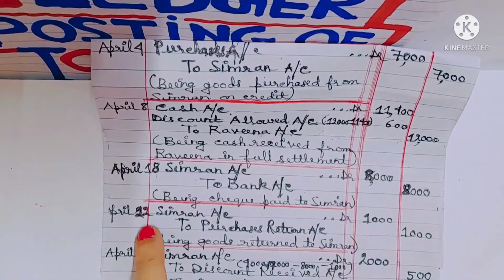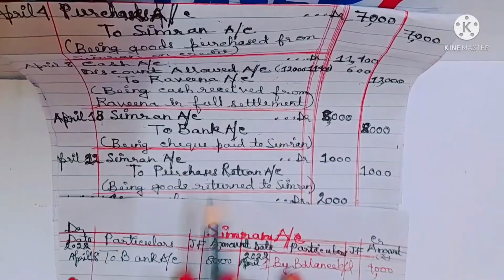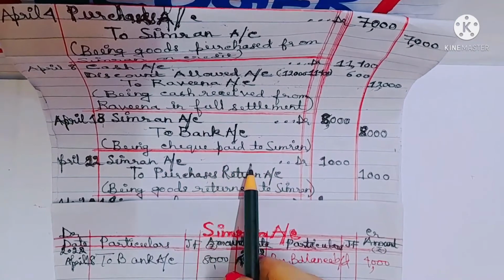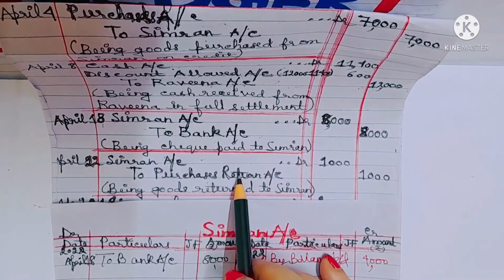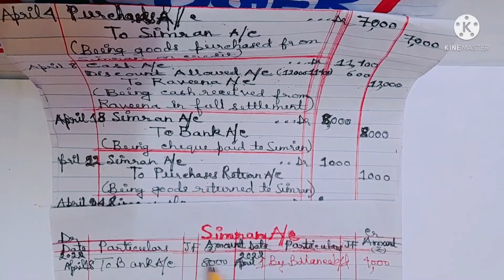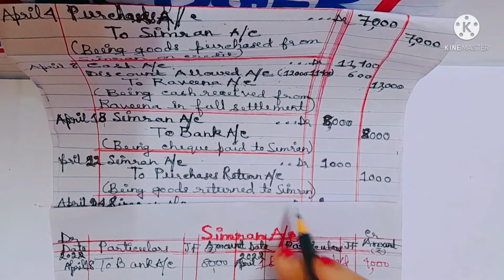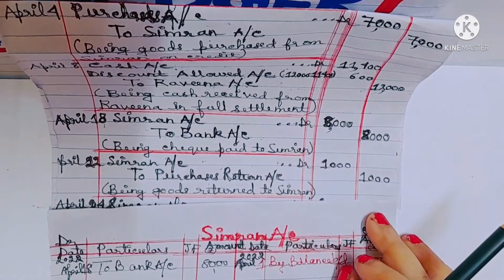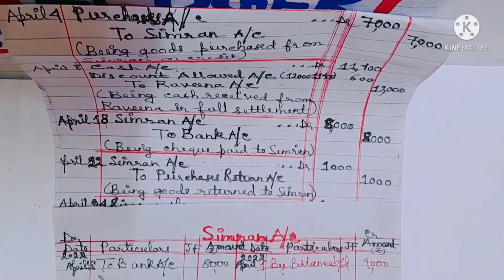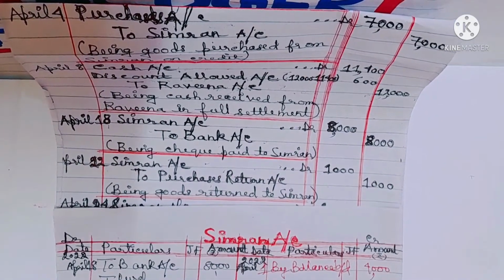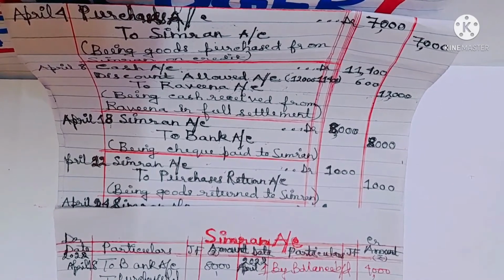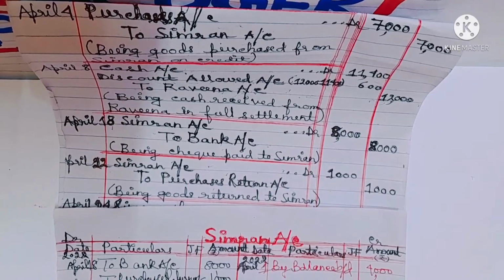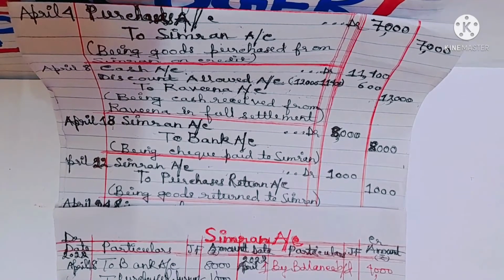We'll have to do 22nd April. Let's do 22nd April. Simran account. What is the position of Simran account? Since Simran account is on the debit side, we'll have to write purchases return account on the debit side as well. Since Simran account is on the debit side, we'll have to write purchases return account also on the debit side. To purchases returns account 1,000. Okay. So how much? 1,000 and what is the date?